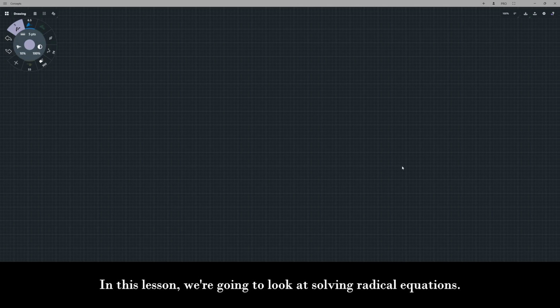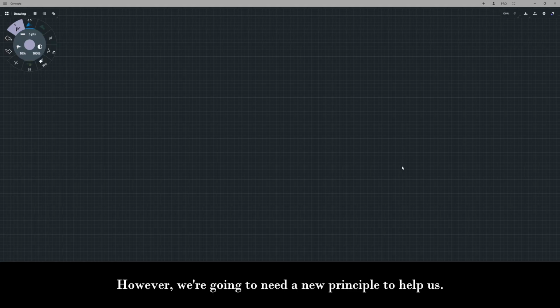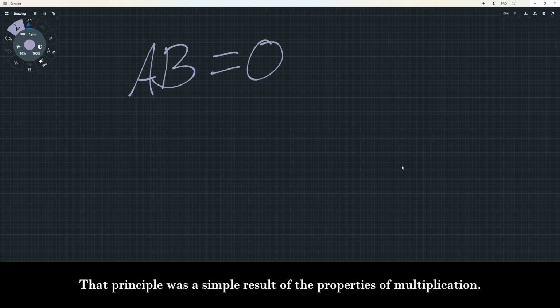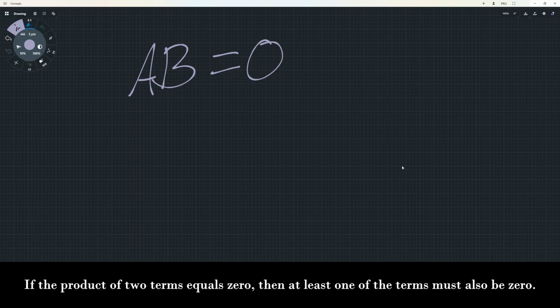In this lesson, we're going to look at solving radical equations. However, we're going to need a new principle to help us. In the last few lessons, we used the zero product principle, AB equals 0. That principle was a simple result of the properties of multiplication. If the product of two terms equals 0, then at least one of the terms must also be 0.